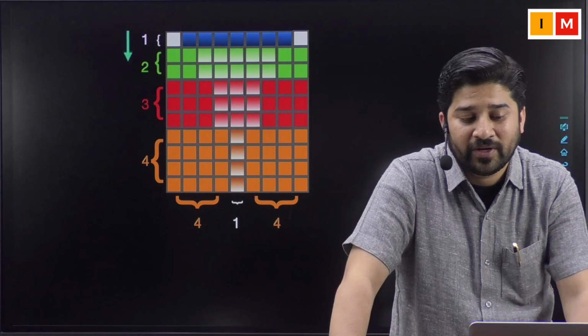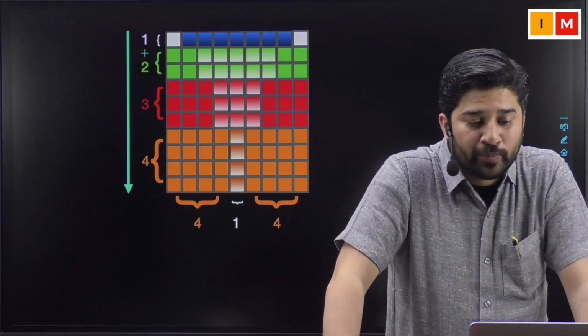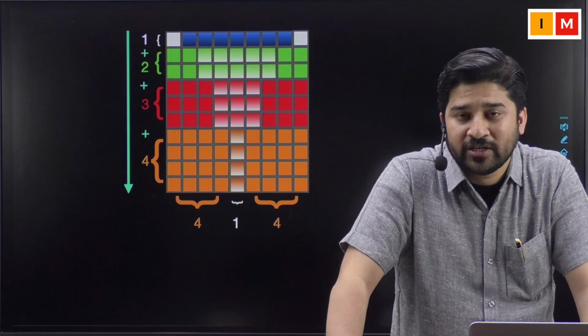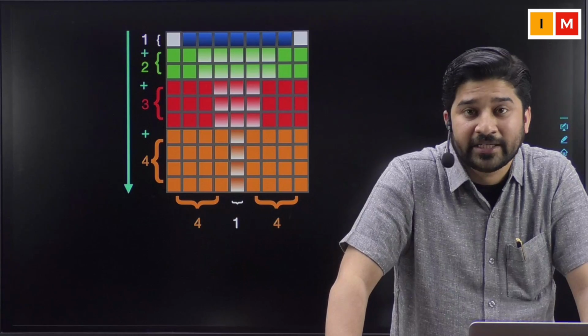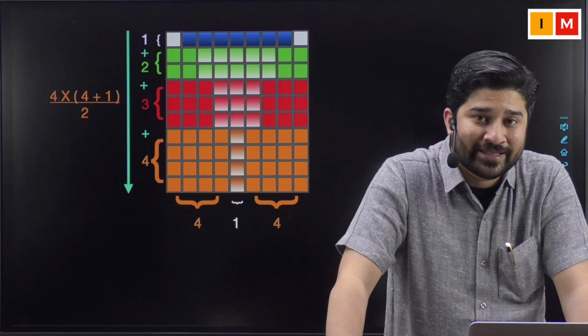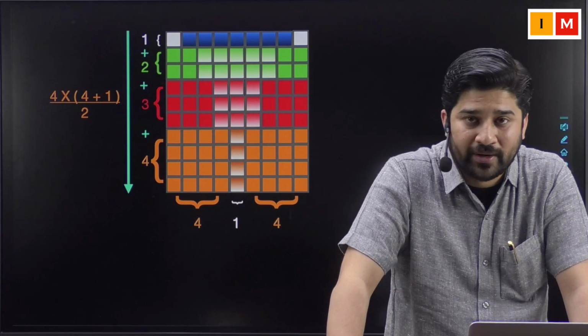Let's see the vertical one. You have 1 plus 2 plus 3 plus 4, which is nothing but the sum of the first 4 natural numbers, which is your fourth triangular number, that is 4 into (4 plus 1) by 2. So you can say the length of this rectangle is 4 into (4 plus 1) by 2.